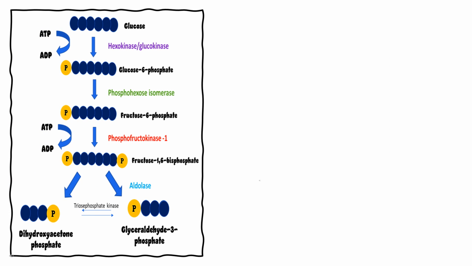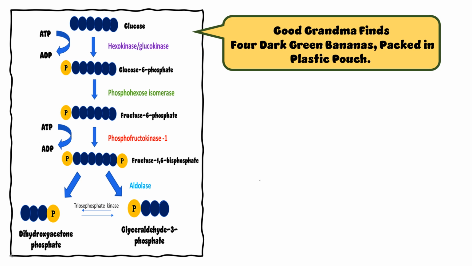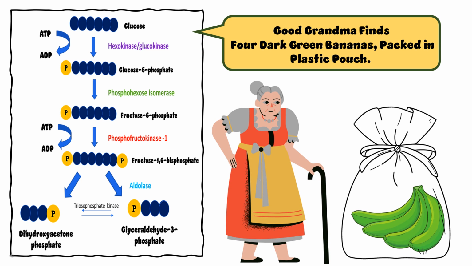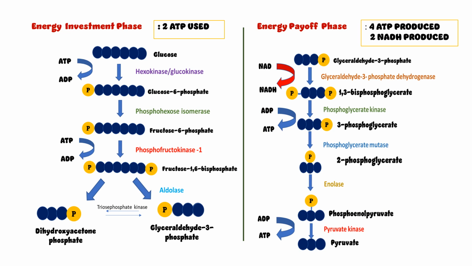The process of glycolysis looks quite complicated and boring. But you can remember it in a fun way, using just one simple line. Good grandma finds 4 dark green bananas, packed in plastic pouch. Each word of this line refers to a product of glycolysis, such as good for glucose, grandma for glucose 6-phosphate, and so on. This makes it easier to remember the sequence of all 10 enzymatic reactions. Moreover, the process of glycolysis is divided into 2 phases. The first phase uses energy or ATP, and the second phase generates energy.